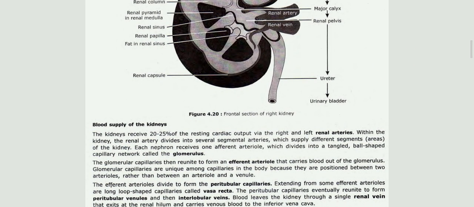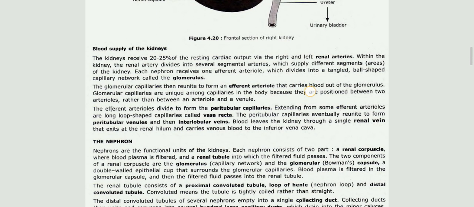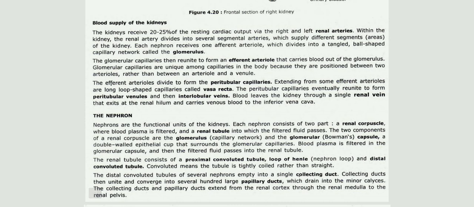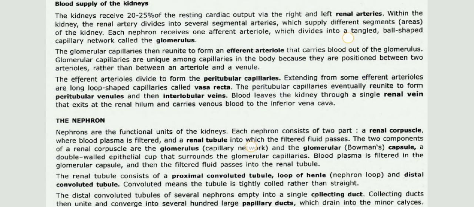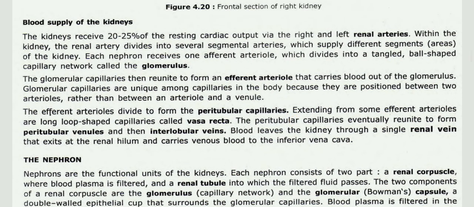So this shows the frontal section of the right kidney. We know that the right kidney is situated a bit lower than the left one. Then blood supply of the kidneys. The kidneys receive 20 to 25% of the resting cardiac output via the right and left renal arteries. Within the kidney, the renal artery divides into several segmental arteries which supply different segments or areas of the kidney.